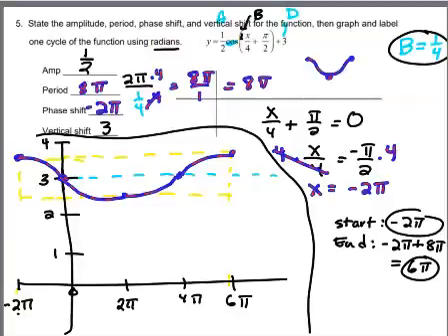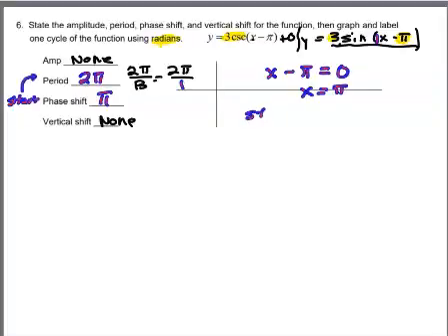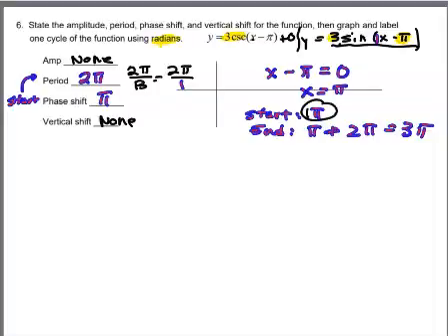And the phase shift, I'm going to take x minus pi equal to 0, and we're going to solve. So I'm going to add pi to both sides, and that's it. The phase shift is pi. So remember, we start at the phase shift, and we end that much later. So we start at pi, and we end at the starting place plus 2 pi, which is 3 pi. So we're going to start here, end here.